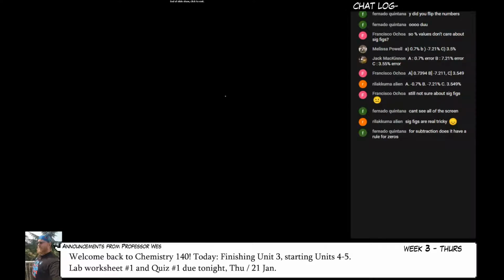There you go. For subtraction, does it have a rule for zeros? I don't know what you mean by that. So the subtraction rules deal with decimal places. So if both your numbers go to the hundredths place, you can do that. But if your numbers do not go to the hundredths place, and they go to different places, you're going to have question marks in there. Again, review the slides for Unit 2.